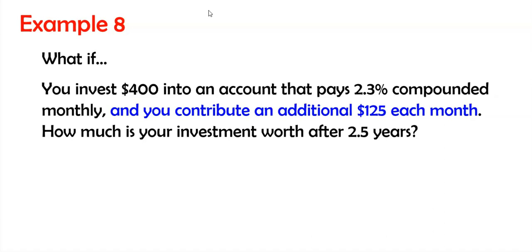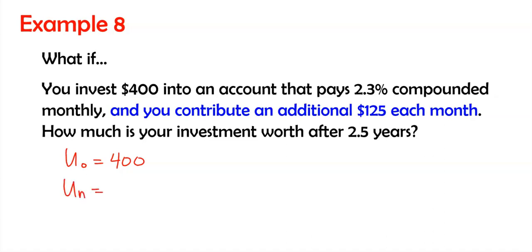Good news here is we've already done a bunch of this problem. We still know that the 0 term is 400. We still know that the bank's interest is at 1.001917, but this time we are adding our own extra money here.